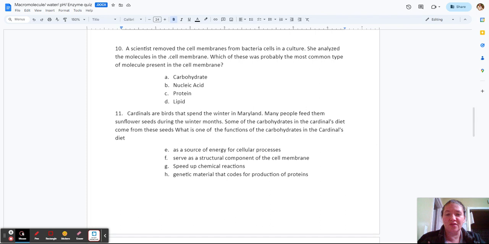So F, serving as a structural component of the cell membrane, that's our lipids. Speeding up our chemical reactions, those are our enzymes, those are our proteins. And the genetic material that codes for production of proteins, that's our DNA. Okay, so the only one that's about carbohydrates is this first one, as a source of energy for the cellular processes.